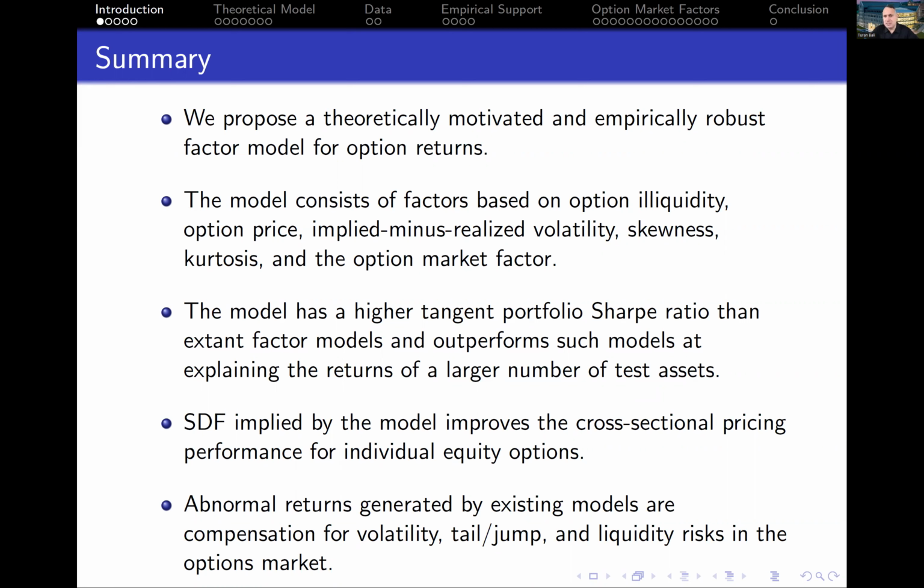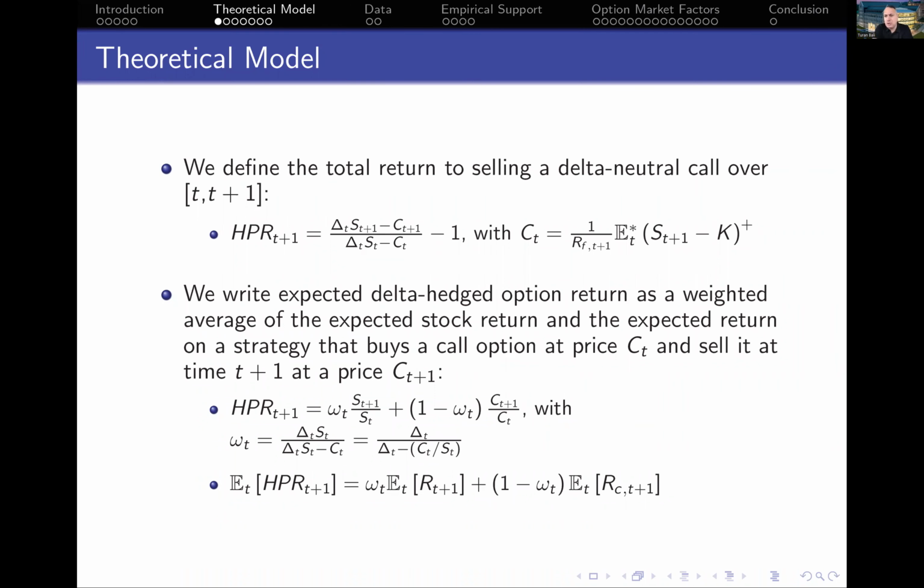Now, I will move to the model. I will give you a brief description of the model and the justification of the model ingredients, okay? So we start by defining the return to selling a delta neutral call. There is nothing new here. This is the standard holding period return for a delta neutral call, and this is the call payoff.